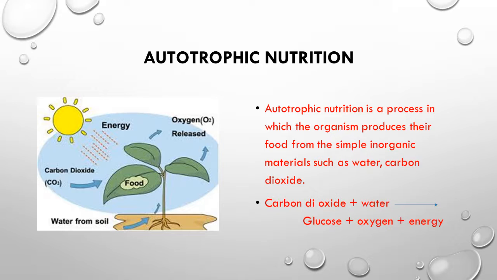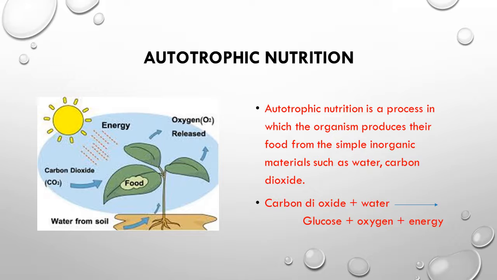Autotrophic nutrition, this is the first kind of nutrition. Here you can see the picture of a plant. We studied about the photosynthesis process in previous classes. So plants need energy from the sun. They use that energy for preparing their food. After that, they take carbon dioxide from the atmosphere and release oxygen. So autotrophic nutrition is related to the photosynthesis process.